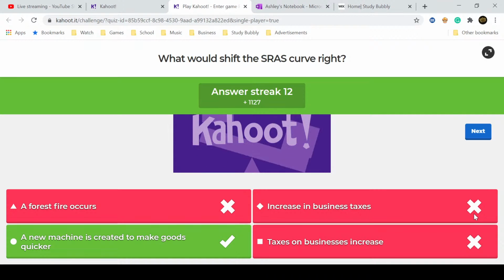When a forest fire occurs, there'll also be less supply because it influences the cost of goods. So like if you use a lot of wood in your good, it's gonna cost more to get wood. Also there'll be less of it. So that's why it would shift left. All has to do with supply.